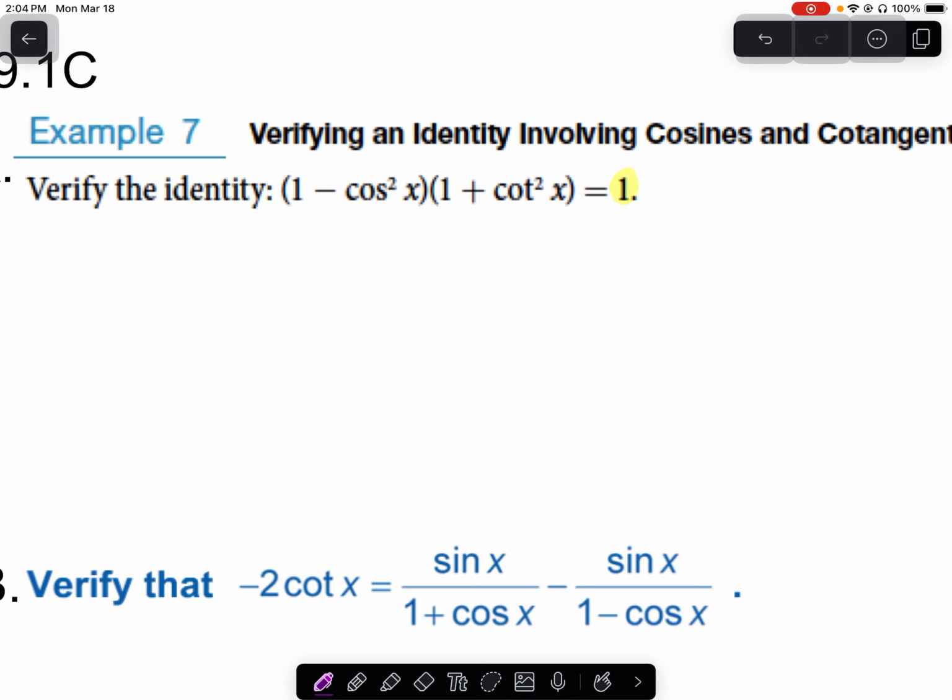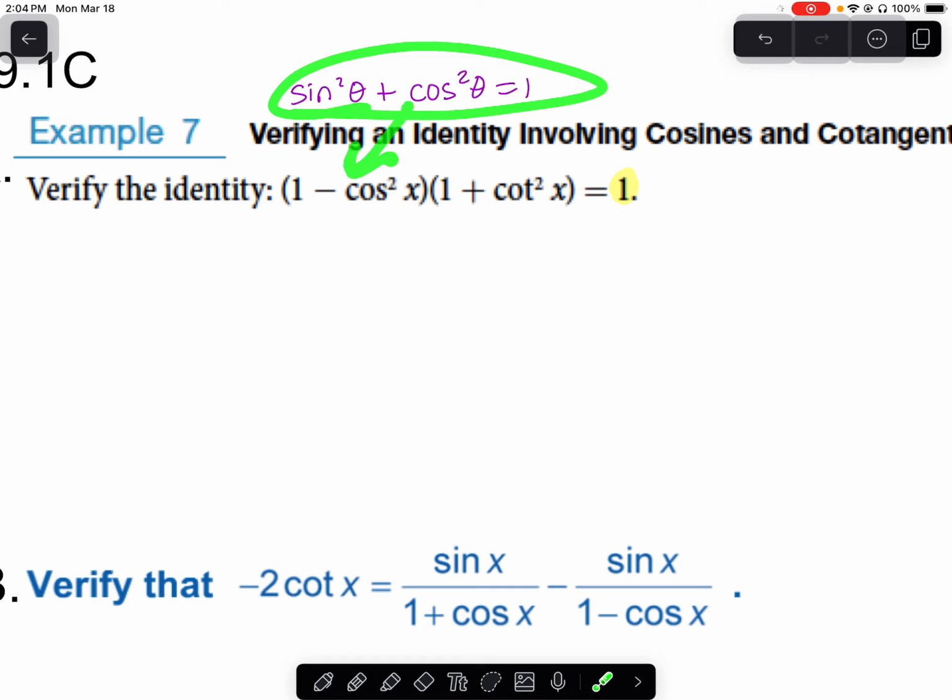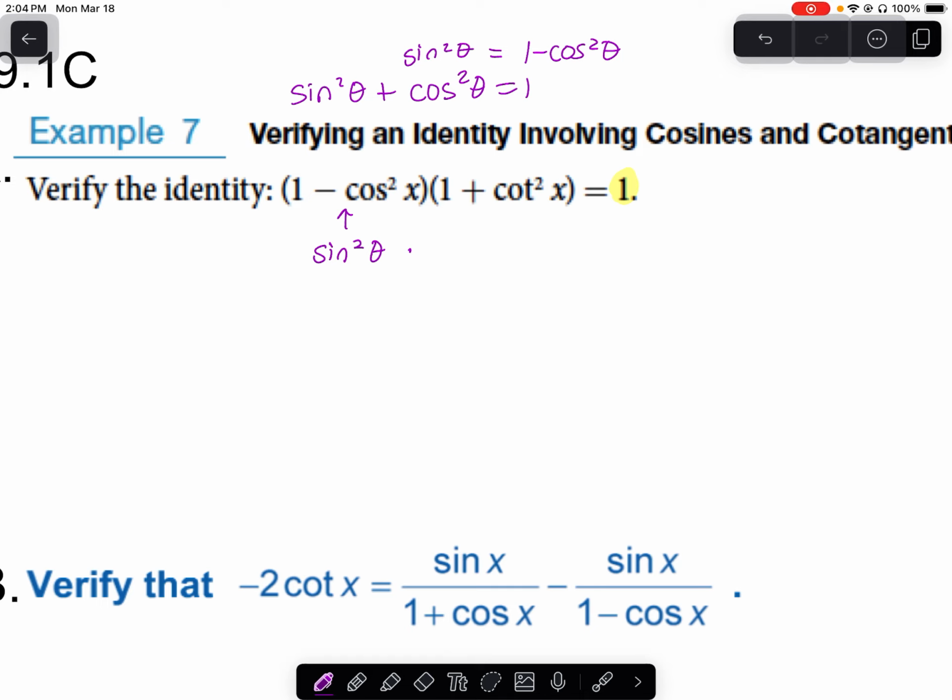Well, I see this one, and I know I have an identity that contains a cosine squared. So let's write it up here. I know that sine squared plus cosine squared is equal to 1. So how could I manipulate this to make it match? Well, I need to put this cosine squared over here by subtraction. So I know that sine squared is the same as 1 minus cosine squared. So this is the same as a sine squared.